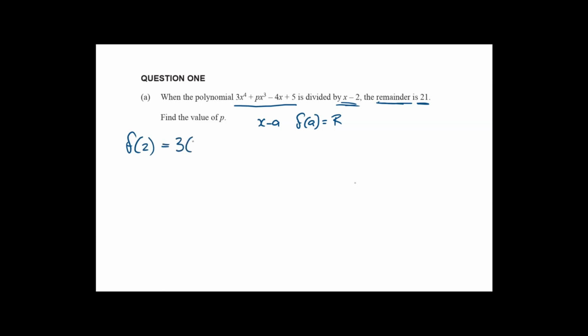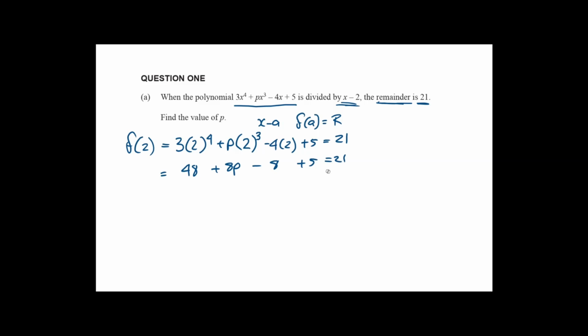So 2 to the power 4 plus p, we don't know what p is, times 2 cubed, minus 4 times 2 plus 5, and that equals 21. 2 to the power of 4 is 16. 3 times 16 is 48. 2 cubed is 8. So 8p minus 8 plus 5 equals 21.